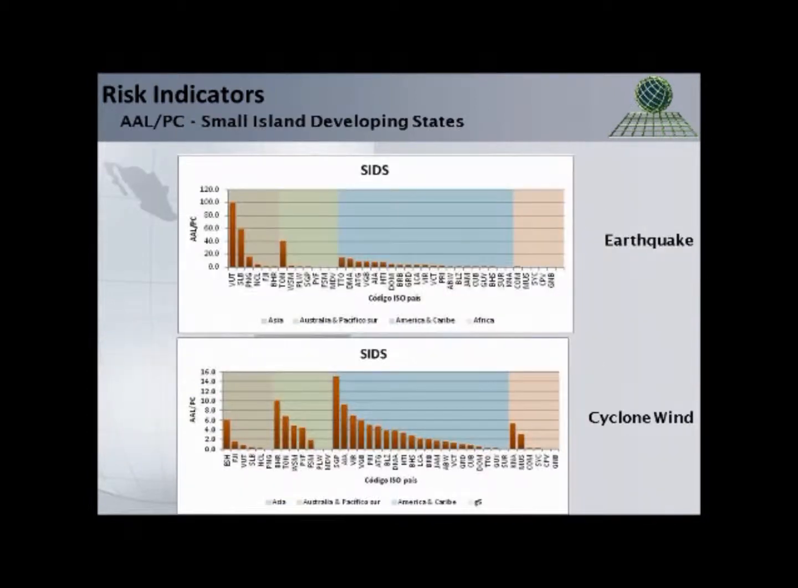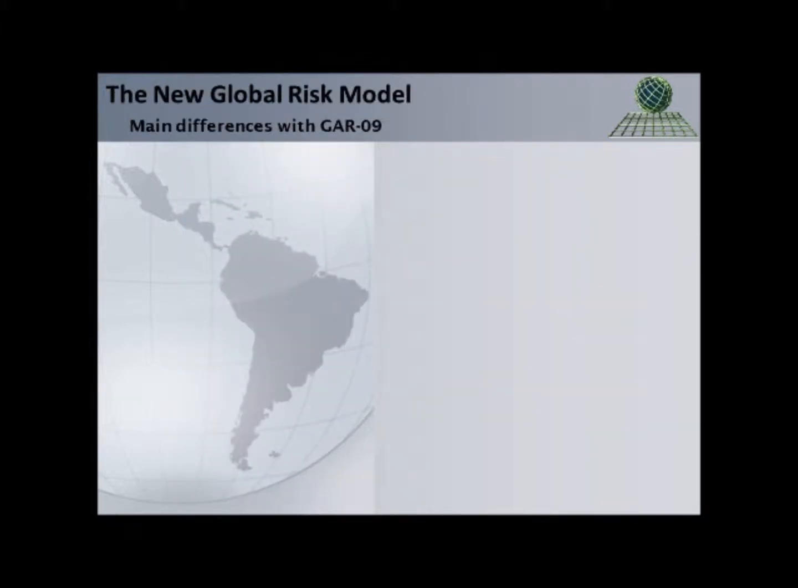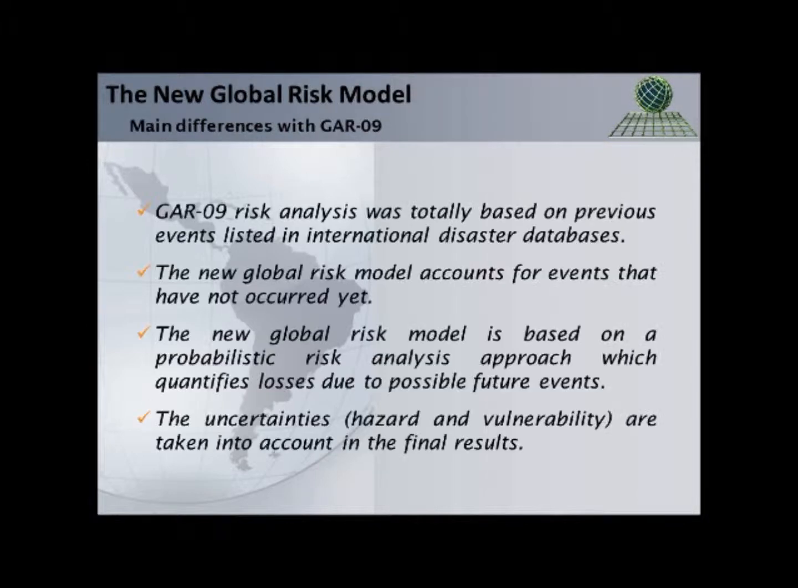Of particular importance, small island developing states have been classified in a separate manner in order to present the risk results as rankings only for this category. In this case, the average annual loss normalized again by the produced capital value is presented for each SID state and grouped by regions. As a conclusion, the following remarks can be highlighted for this project.